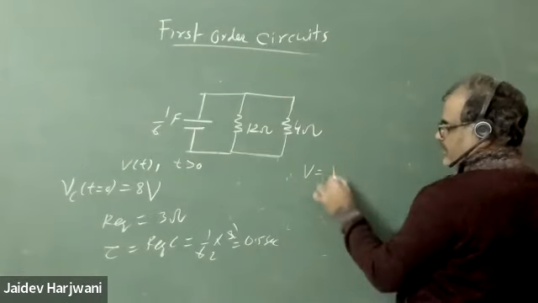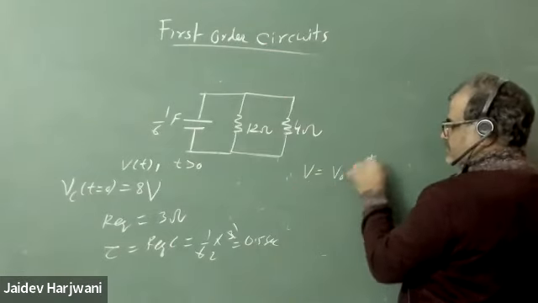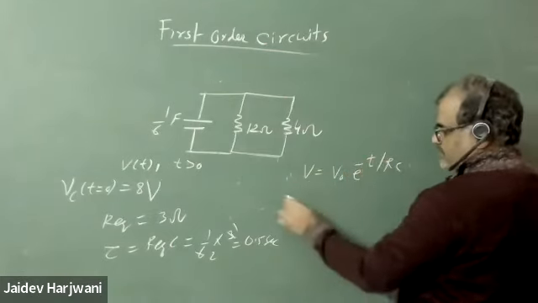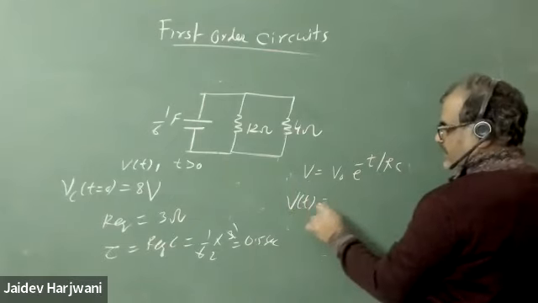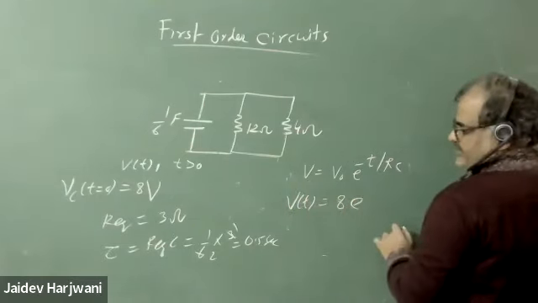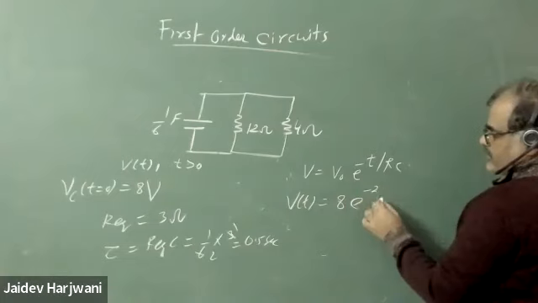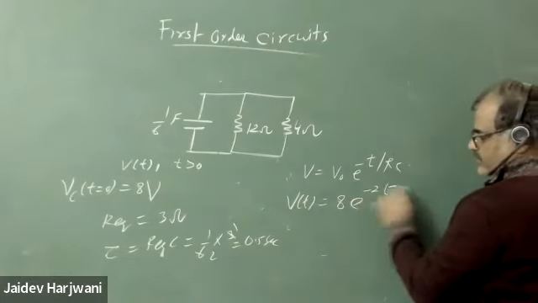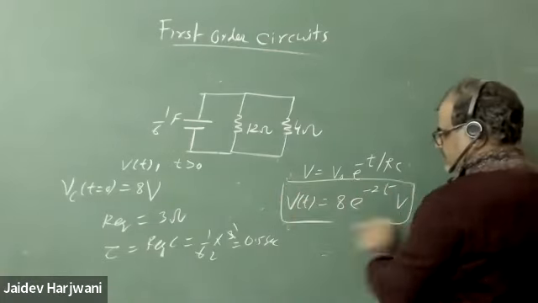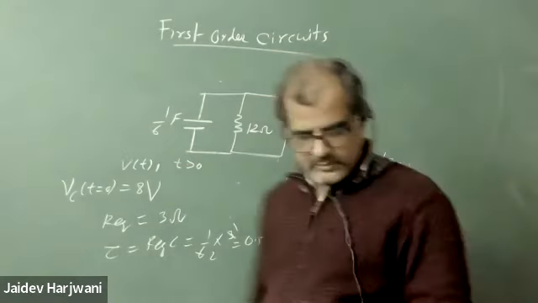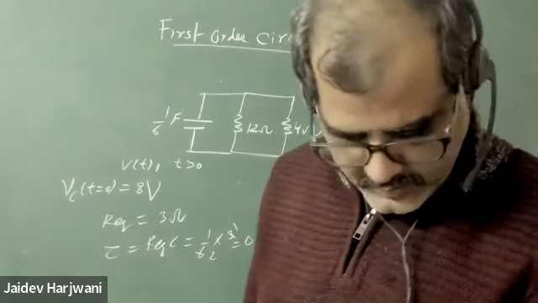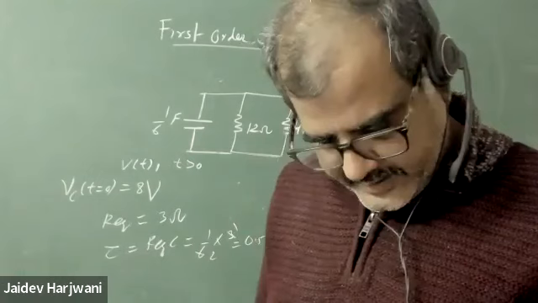V equals V naught e power minus t upon RC. So V at time t will be 8 minus 2t volts. Okay, so this is correct.